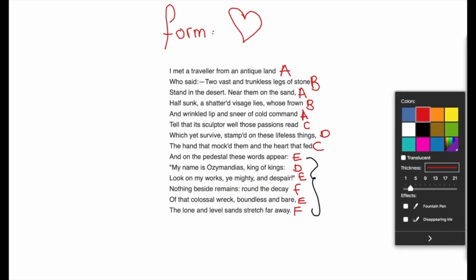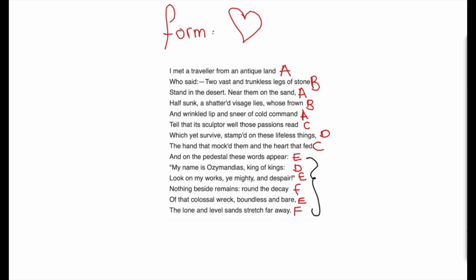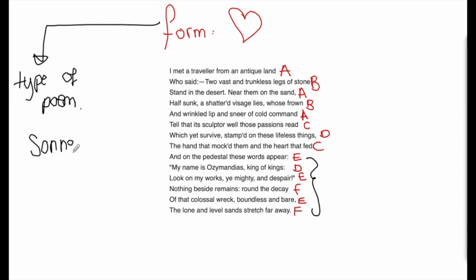Okay, so now we're going to be talking about the form of the poem. And for those who don't know, form means the type of poem. Essentially, form is format. So the format of the poem is a sonnet, and all sonnets have 14 lines with no breaks in between. There's no stanzas, it's just one long chunk of poetry, and that means it's a sonnet. It has 14 lines, you can count.